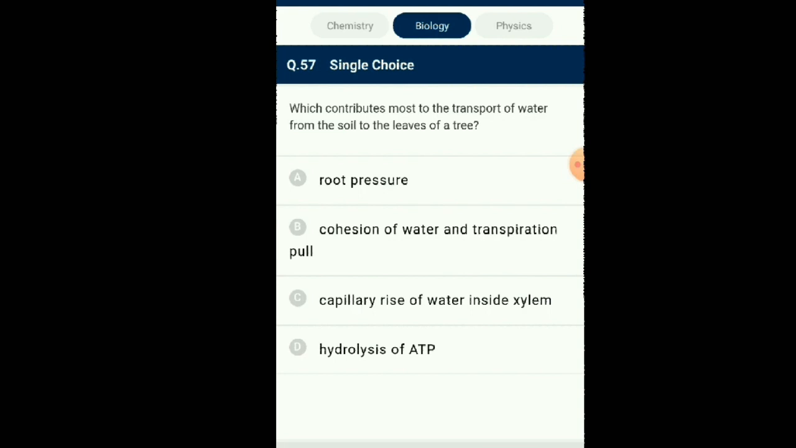The water is conducted via xylem tracheids and xylem vessels, whose walls are lignified and have affinity for water molecules. So the answer for this question is option B, cohesion of water and transpiration pull.